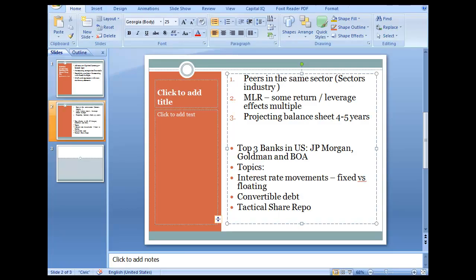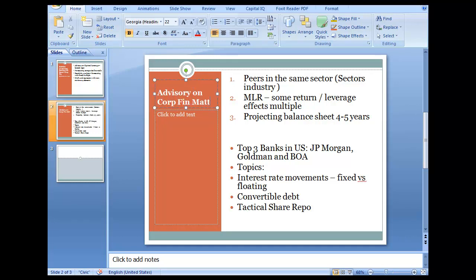So we are looking at the advisory part, advisory on capital structure matters. So that's my goal here. That's the whole thesis.